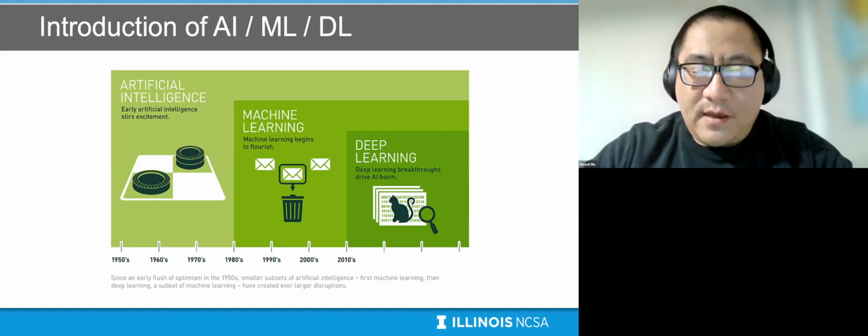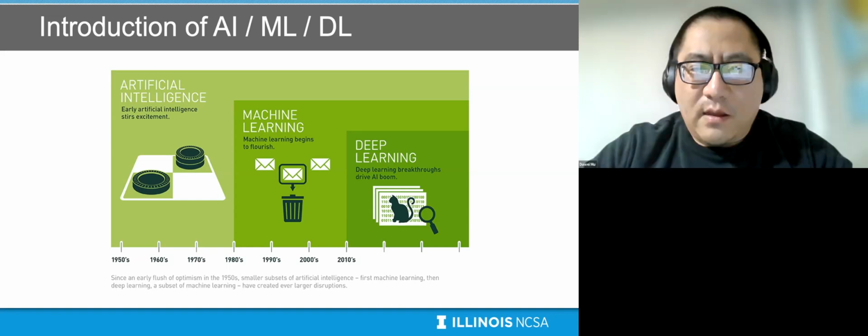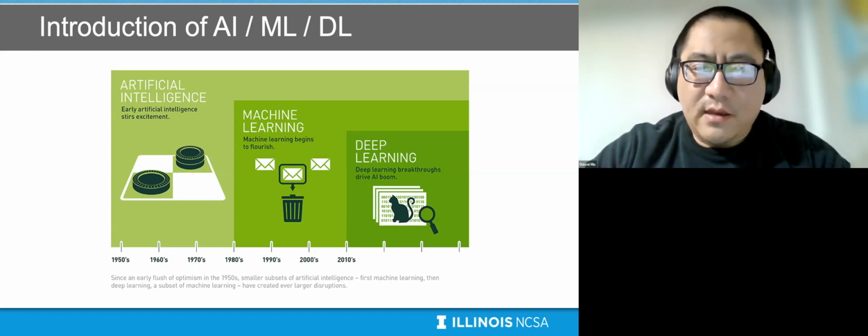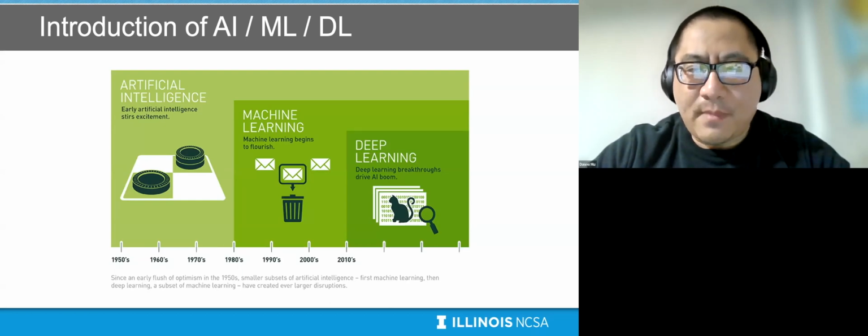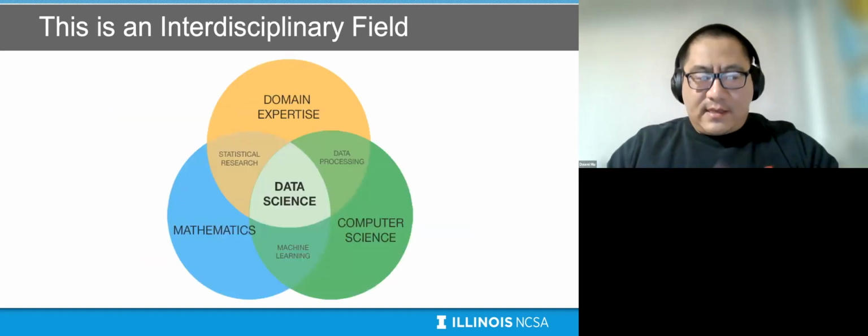And another wave came in 2010. It's called deep learning. Deep learning is actually not deep thinking or deep understanding. It's rather a deeper representation of the data set. So let's continue.